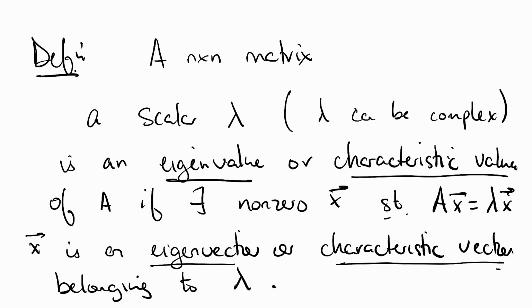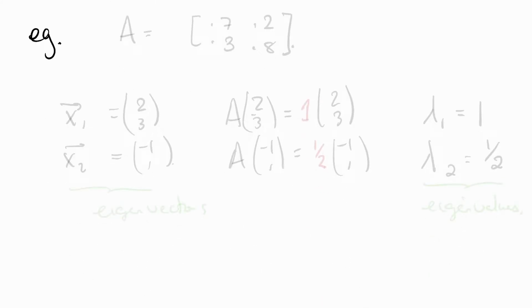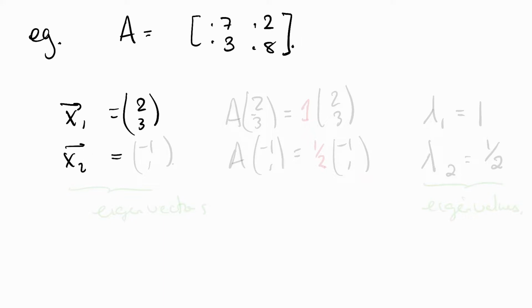Let's do an example. Example from a previous lesson. Say we've got the matrix 0.7, 0.3, 0.2, 0.3, 0.8. We showed two vectors associated to this matrix, x1 and x2, which are (2, 3) and (-1, 1). It just so happens that A times (2, 3) is equal to (2, 3).